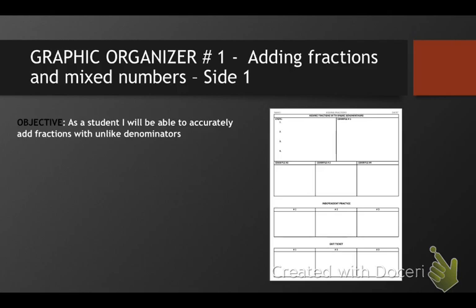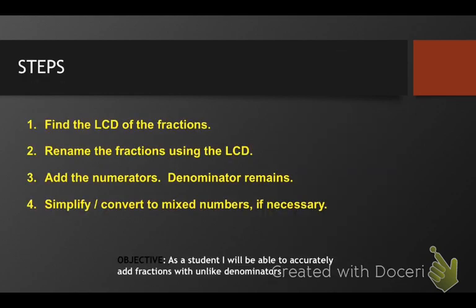Okay, what you're going to need is graphic organizer number 1. We will be working on side 1, and make sure it says adding fractions with unlike denominators. Go ahead and continue. So here are some steps, okay? These 4 steps you need to be writing down in your graphic organizer.